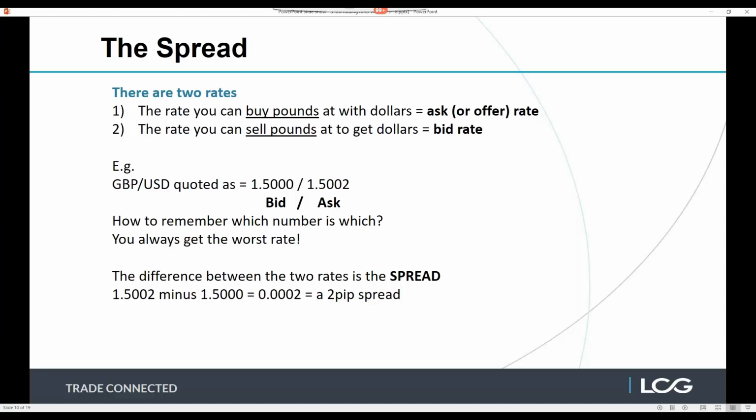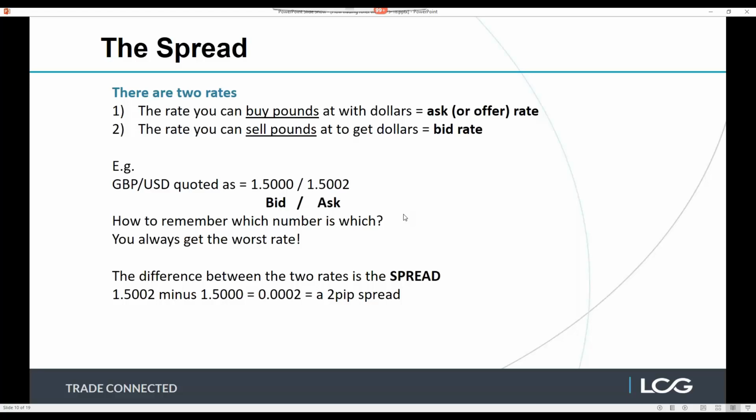So when we mentioned before GBP USD might be quoted as 1.500, it's actually never quoted as just one price. It's always quoted as two prices. Again, that's the price you can buy at and the price you can sell at. How to remember which is which? It's quite easy, really. You always get the worst rate.